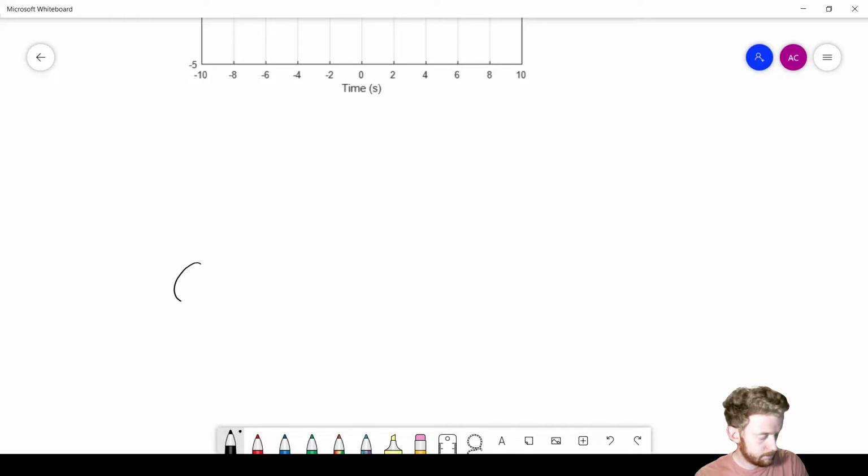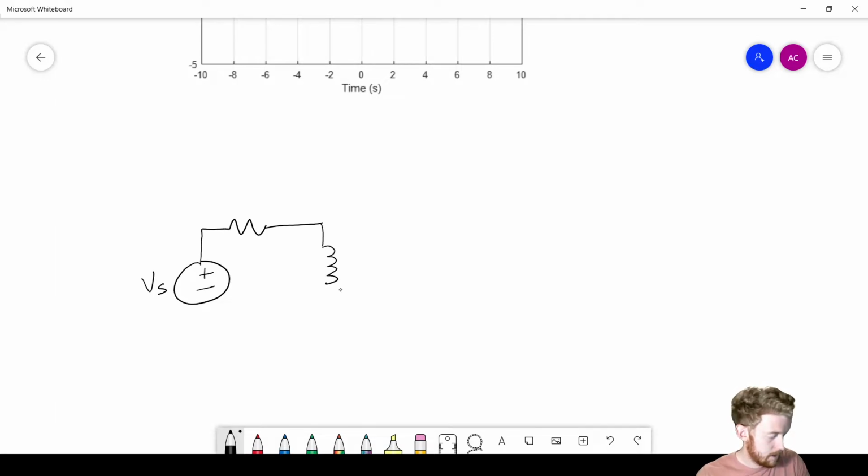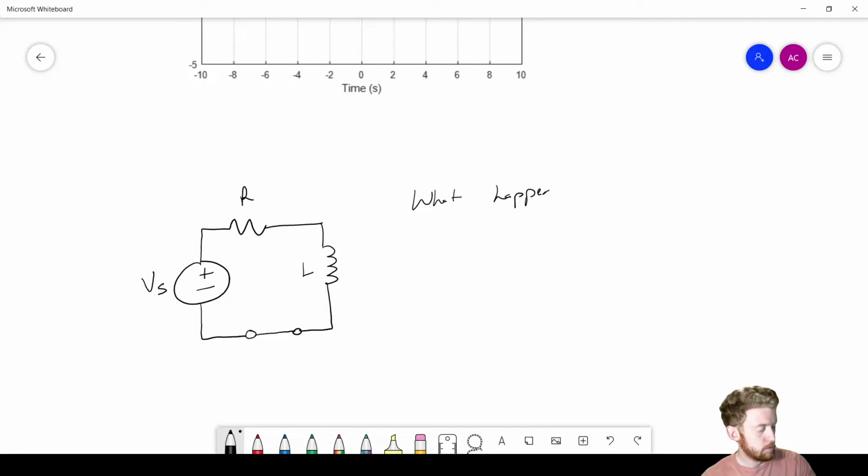So I'm going to give you a circuit like this. So you have Vs, okay? And then you have a resistor, an inductor, and then down here at the bottom you have a switch that's been closed for a long time. Okay, so this inductor is fully charged. Okay, and then you have R and L, just to make it clear that that's a resistor and inductor. So we're going to say, what happens if you have an inductor in this configuration? What happens if we open the switch?